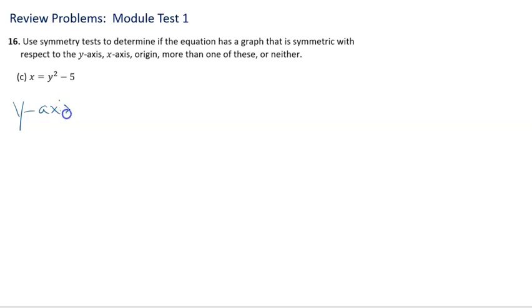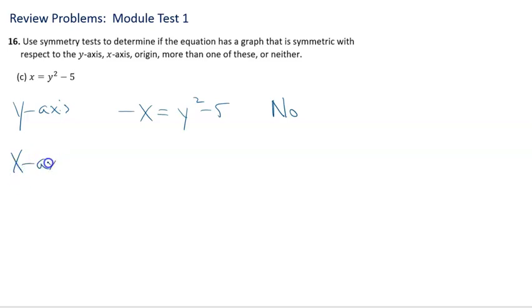Remind me, what do I do? I plug in negative x for x. So I have negative x is equal to y squared minus 5. Okay, does that match the original? Nope. It's a negative x and a y squared minus 5 still on the other side. So no, this does not have y-axis symmetry.